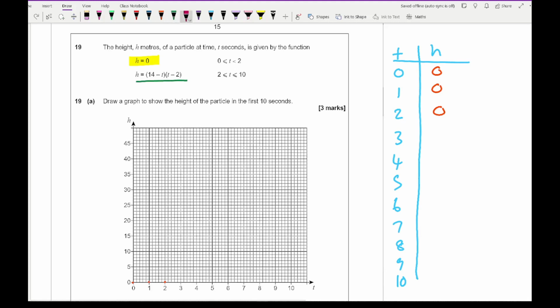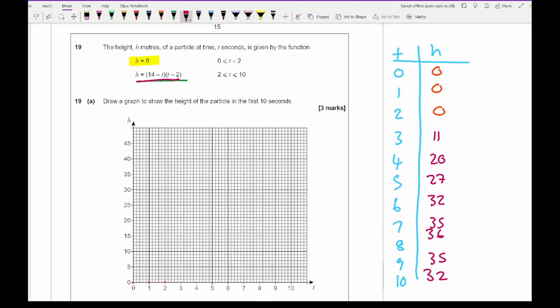So if I substitute t equals 3 into this, then I get the value of 11, then substitute 4 into this formula here. So it'd be 14 take away 4 multiplied by 4 take away 2. So basically it's going to be 10 times 2, which is 20. I then repeat the process. So I then get 27, 32, 35, 36, 35, and 32. And then what I want to do is plot these coordinates.